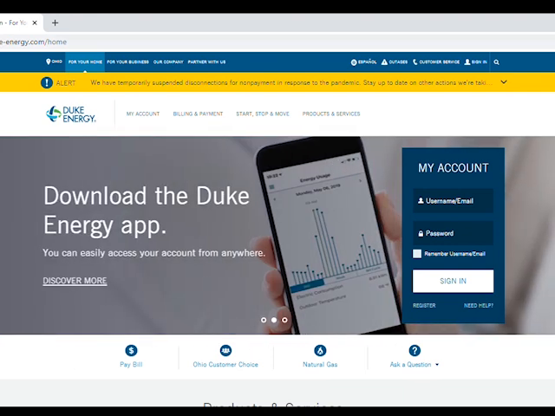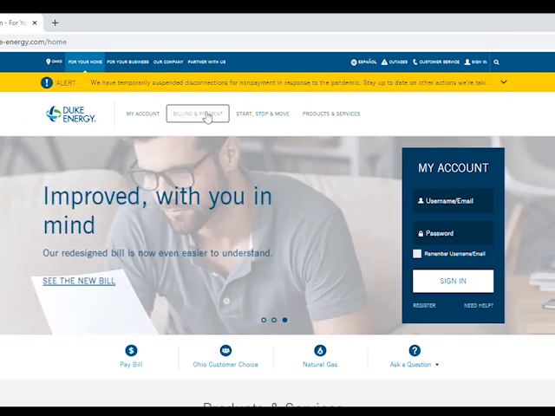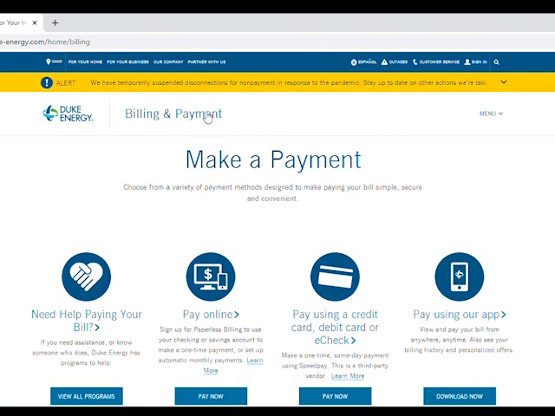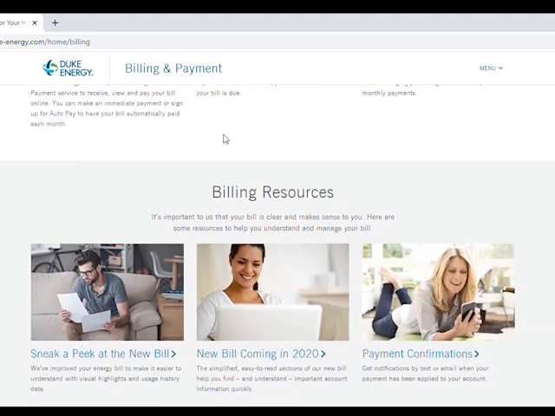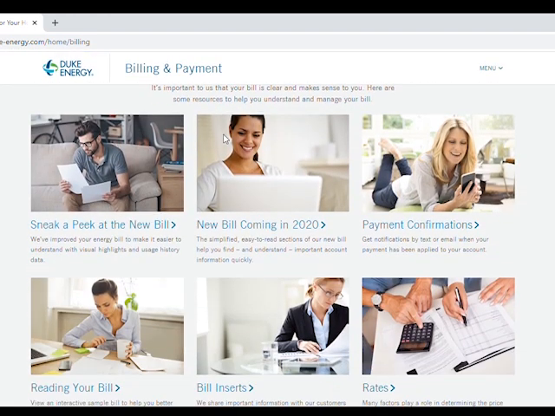The next thing we will do is click on the billing and payment link. Once we get to the billing and payment page, we're going to scroll down to the section called Billing Resources and select the link for Reading Your Bill.